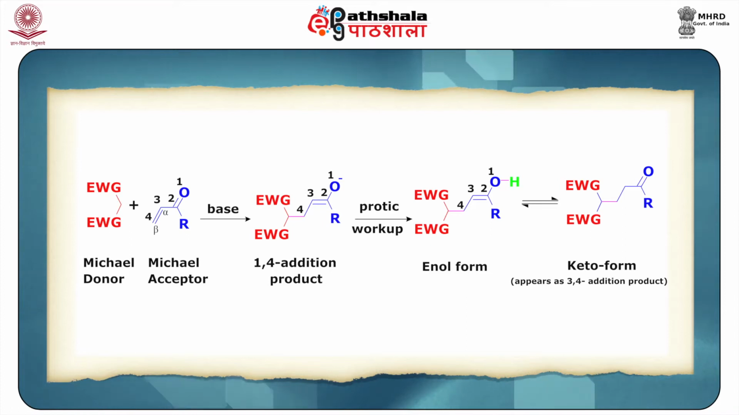The activated methylene, that is the Michael donor, is a methylene group which is bonded to two electron withdrawing groups. These two groups can be the same or different. The electron withdrawing groups help in stabilizing the negative charge that forms after the removal of a proton from the methylene group by the base. Thus, various functionalities like aldehydes, ketones, diketones, esters, diesters, ketoesters, carboxylic acids, dicarboxylic acids, nitriles and nitro compounds can act as efficient Michael donors.